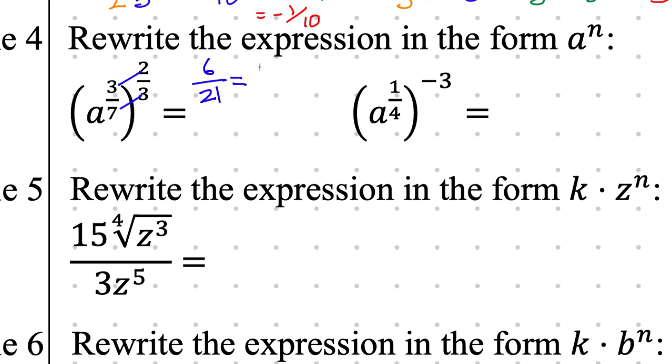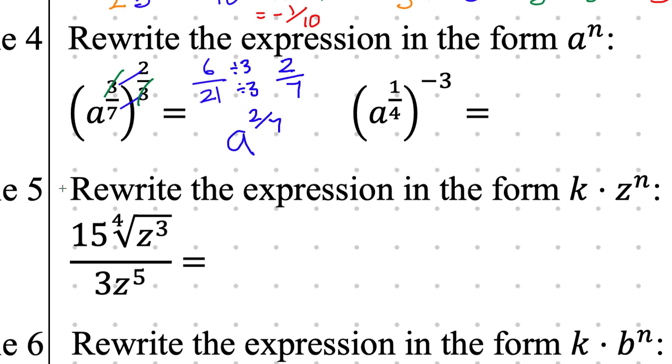And you said what again? 2 over 7. 3 divided by 3. 2 over 7. So our final answer is a to the power of 2 over 7. Perfect. And again, you could have cross-canceled too. You see, there's a 3 there and a 3 there. You could have cross-canceled that way.